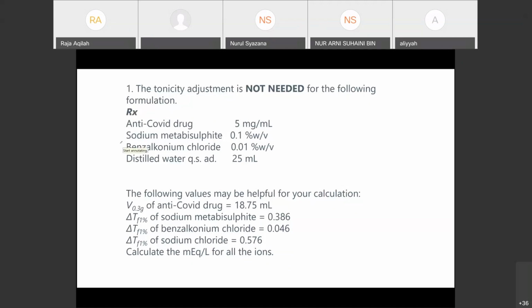Okay, so the first question we're going to start with today is asking whether you need to do a tonicity adjustment or not for the following preparations. The tricky part of the question is the different units given for your calculations, especially for your freezing point depression value and the related units.